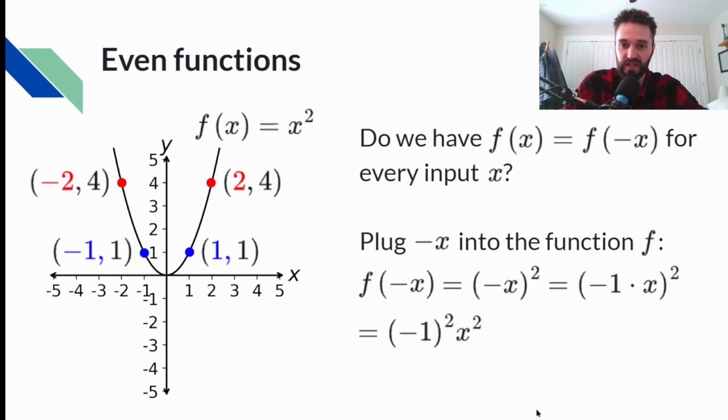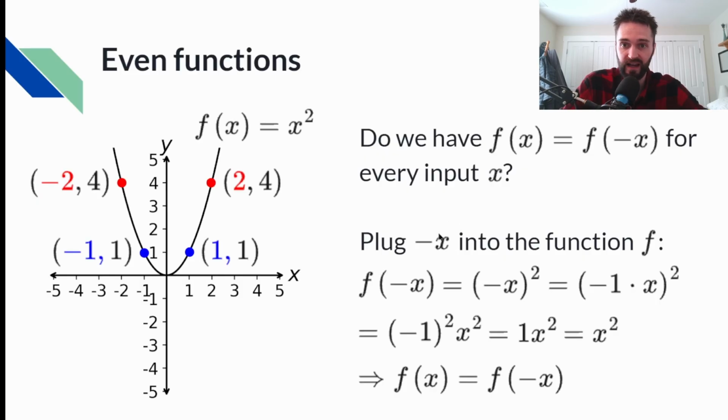And negative 1 squared is negative 1 times negative 1, which is positive 1, all right? And 1x squared is simply equal to x squared, all right? So look at this. F of negative x equals x squared, all right? That's the formula. And that is the same exact formula as the original function, right? F of x equals x squared. So we have f of x equals f of negative x, all right? And this is true for every input x because we plugged in an arbitrary x value, right?